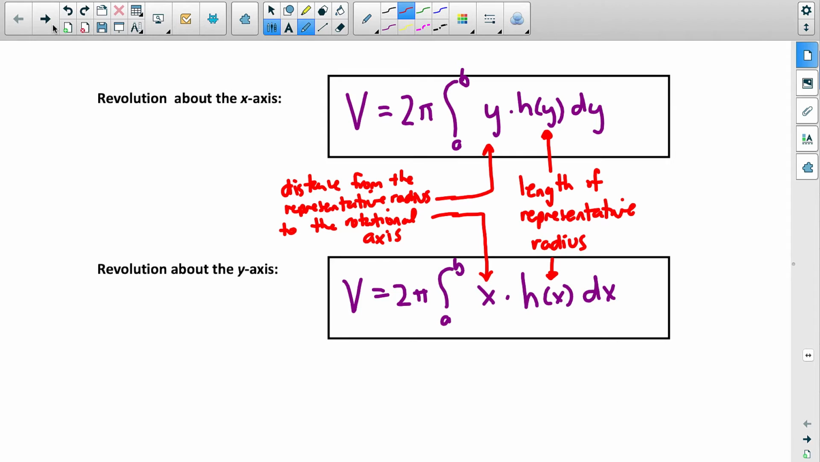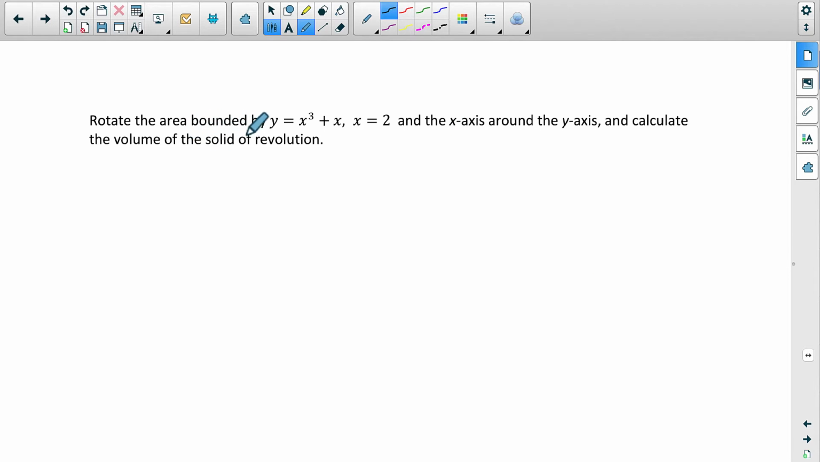Okay, let's try a couple questions. Rotate the area bounded by y equals x cubed, x equals 2, and the x-axis around the y-axis, and calculate the volume of the solid of revolution. That's a lot of stuff there. Let's draw our coordinate plane, and let's start with x equals 2. I could definitely draw that right away. Here's 1, here's 2. So we would have a line straight up from there.